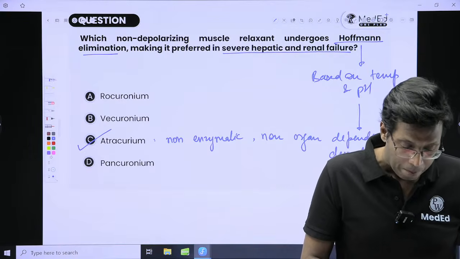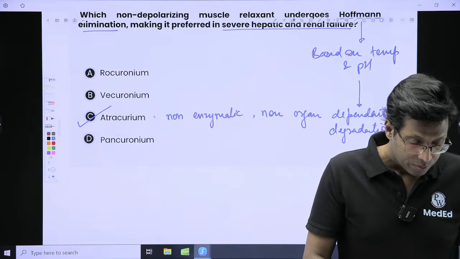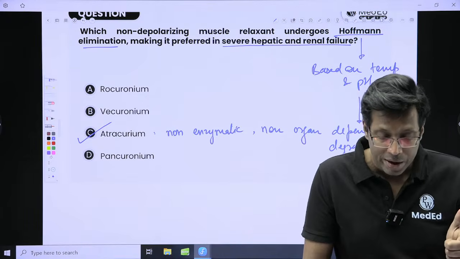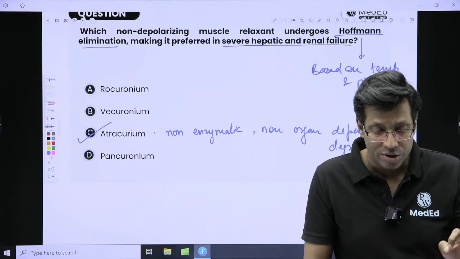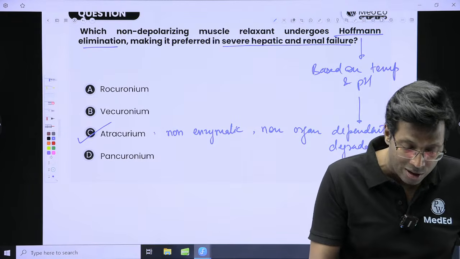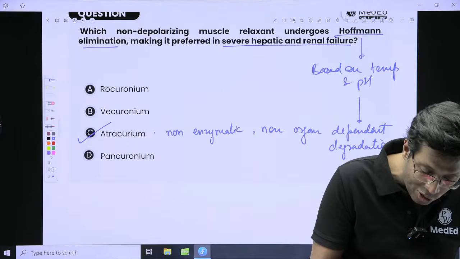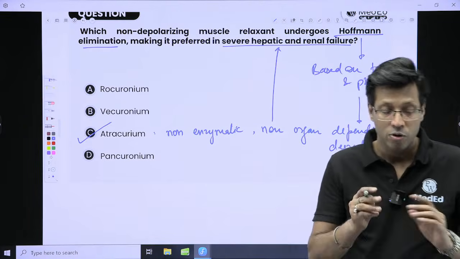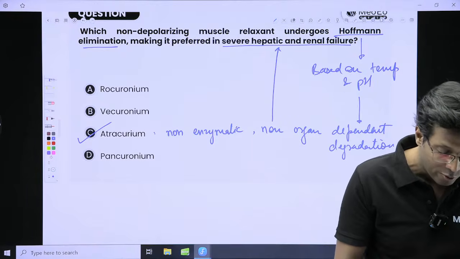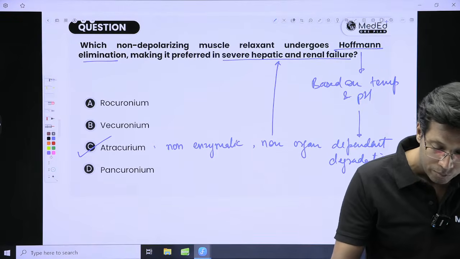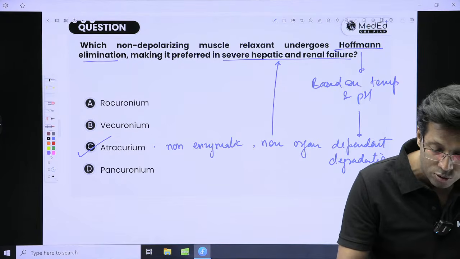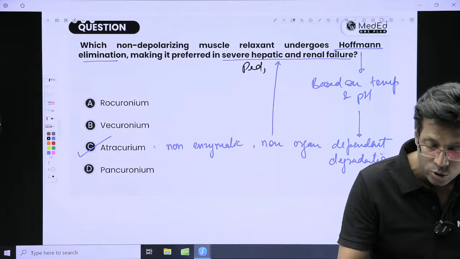All right. So because it is non-enzymatic, non-organ dependent, just based on pH and temperature, it does not depend on any organ for degradation. That is why it becomes the drug of choice for hepatic and renal failure. Not just that, it is also preferred for pediatric and neonate patients, not just severe hepatic and renal patients.